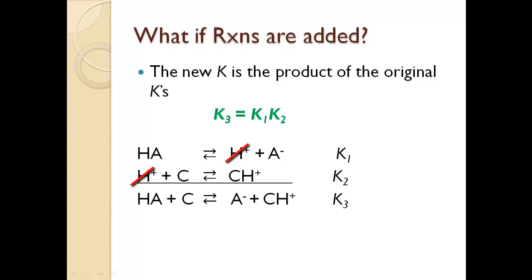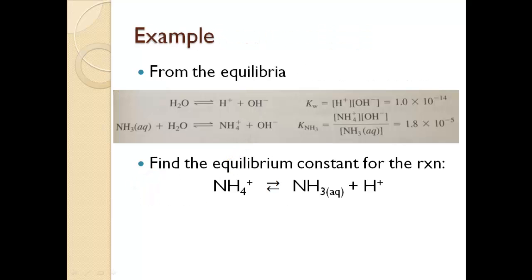To convince yourself of this, basically what you're doing is adding reactions up. Notice that the H+ in K1 and K2 cancel out, so what you're left with is HA plus C in equilibrium with A- plus CH+. So let's do an example to make sure that we understand.